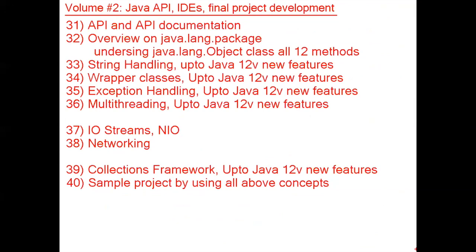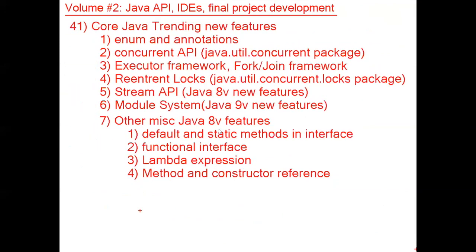And somebody is asking about data structures. So what are Java data structures? Collections. Collections framework is Java data structures. And next, the most important trending new features in the market: enum, annotation, concurrent API, executor framework, reentrant locks, stream API in Java 8, module system in Java 9. Okay, other miscellaneous Java 8 new features: default method, functional interface, lambda expression.